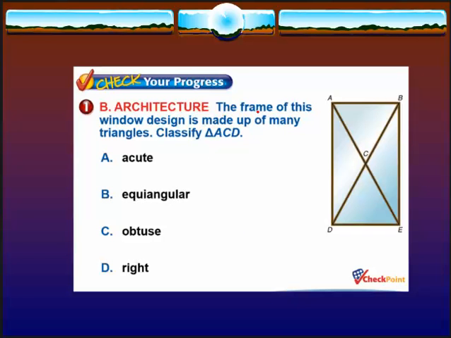The frame, same thing, but this time we are classifying triangle ACD. This big triangle over here. Okay, so we're just kind of classifying this by looks. And it looks to me like this angle right here is leaning back farther than 90 degrees. So it would be obtuse. Because it has one obtuse angle, we would call it an obtuse triangle.